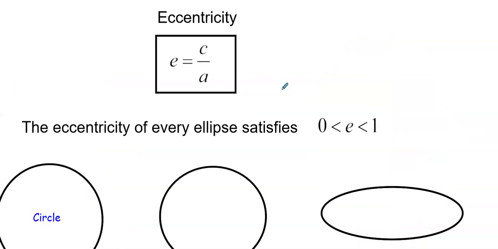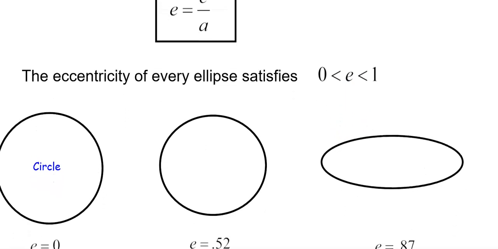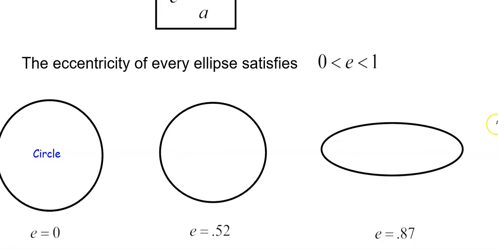Okay, eccentricity is C over A for both types. It's just a ratio. Let's see, can it be 0? Let's think about a circle. Eccentricity could be 0 actually. So I think that's actually true.